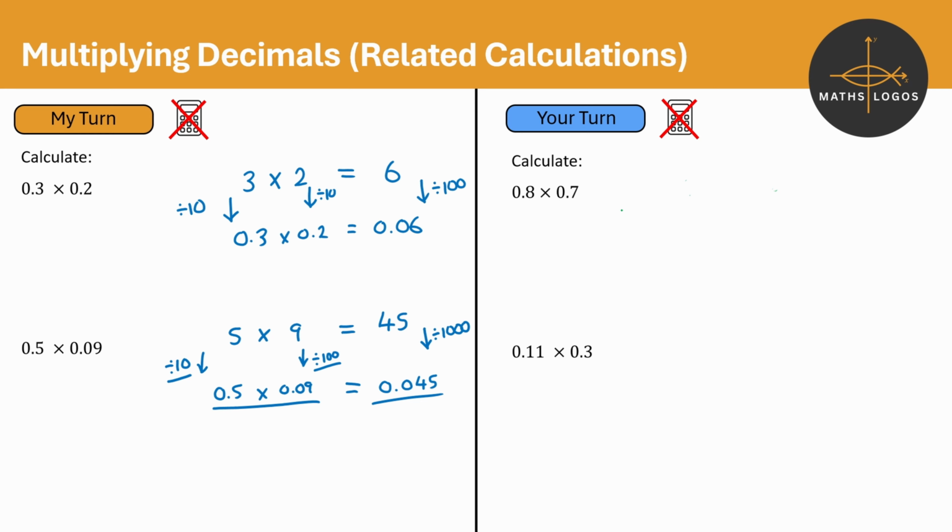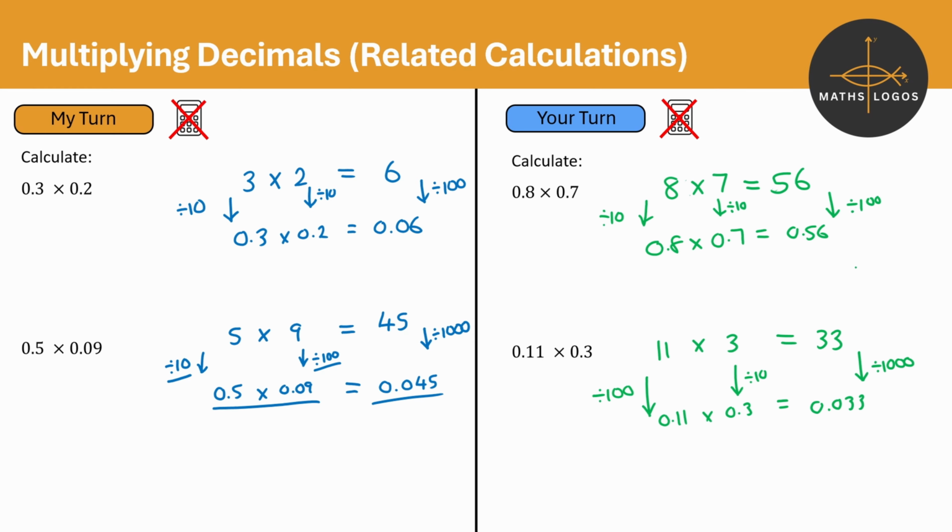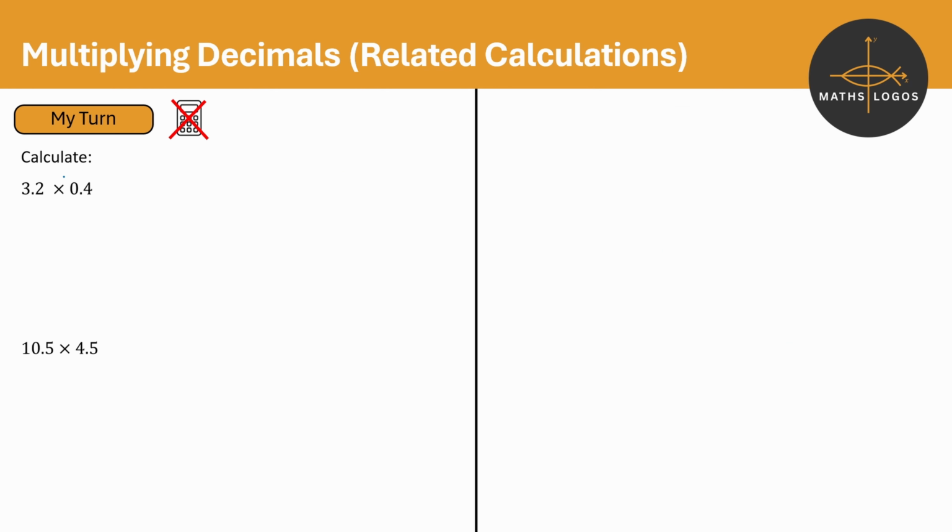Pause the video and give these two questions a go, and then I'll pop your answers up on screen with the working out in just a second. Okay, so your answer to the first one should have been 0.56, and to the second one, 0.033. Okay, let's look at our next example.